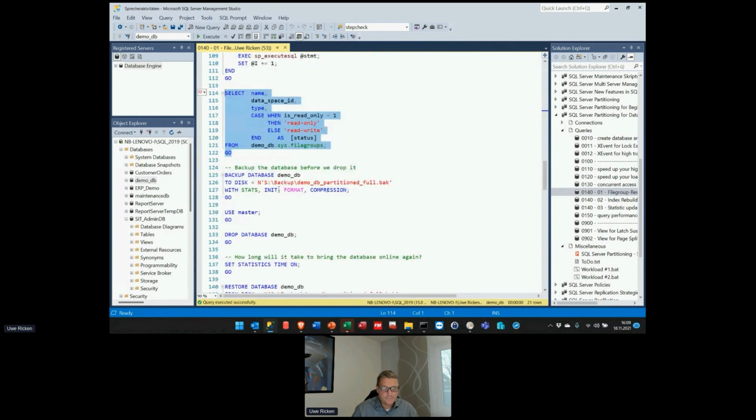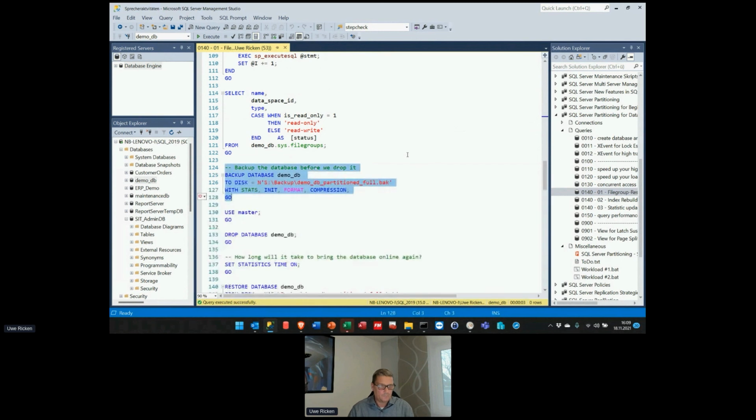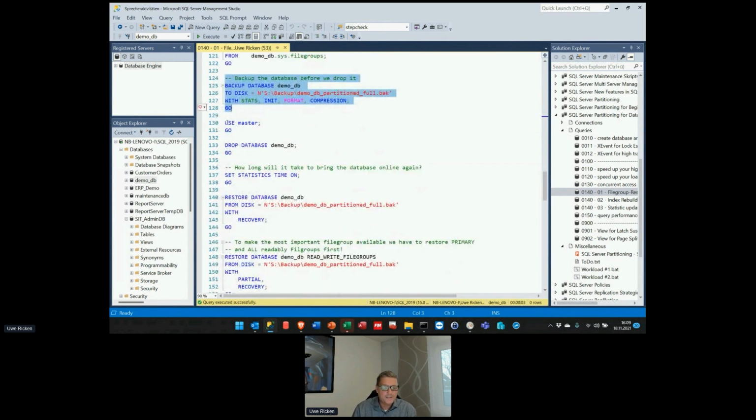Now I run a backup of it, and I replay a big crash. So I do a backup. Done. This is something we are doing every night. And now I drop my database.